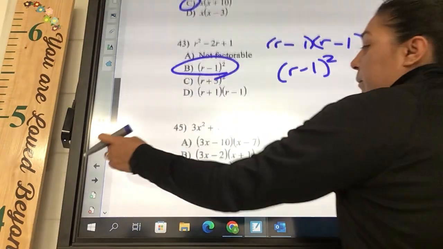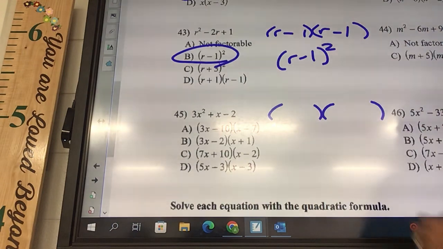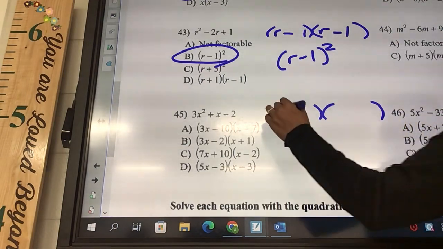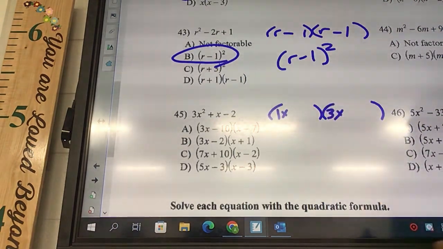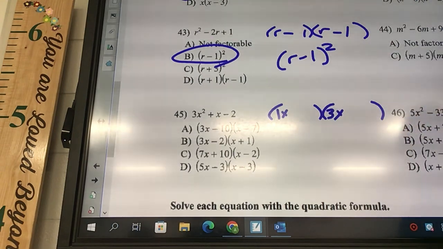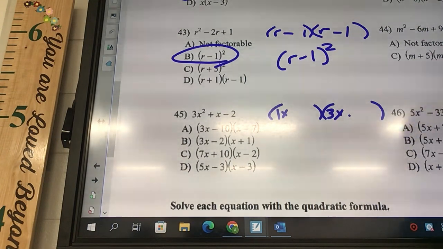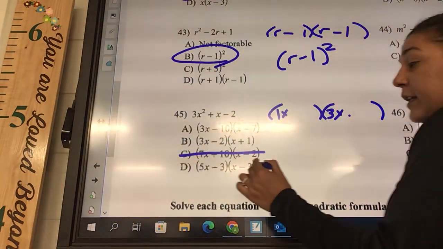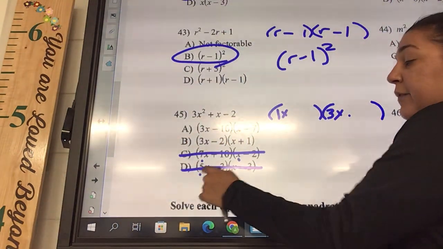Okay, last one. Draw my parentheses, and I'm going to make a list of what number first? 3, right? So it's going to be 1x and 3x. Stop and look. What can you eliminate? I know I should have a 1 and a 3 in both beginning boxes. What can I eliminate? Yep, C. What else? And D. That has a 7 and a 1, and that has a 5 and a 1.